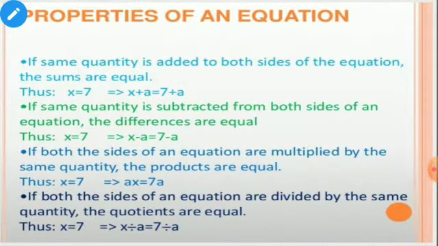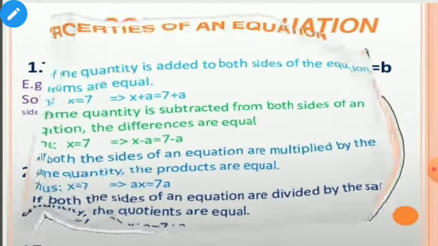Properties of an equation. If the same quantity is added to both sides of the equation, the sums are equal. If the same quantity is subtracted from both sides of an equation, the differences are equal. If both sides of an equation are multiplied by the same quantity, the products are equal. If both sides of an equation are divided by the same quantity, the quotients are equal.